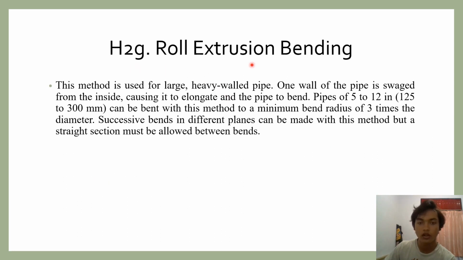Next, H2G, roll extrusion bending. This method is used for large, heavy-walled pipe. One wall of the pipe is swaged from the side, causing it to elongate and the pipe to bend. Pipes of 5 to 12 in. (125 to 300 mm) can be bent with this method to a minimum bend radius of 3 times the diameter. Successive bends in different planes can be made, but a straight section must be allowed between bends.